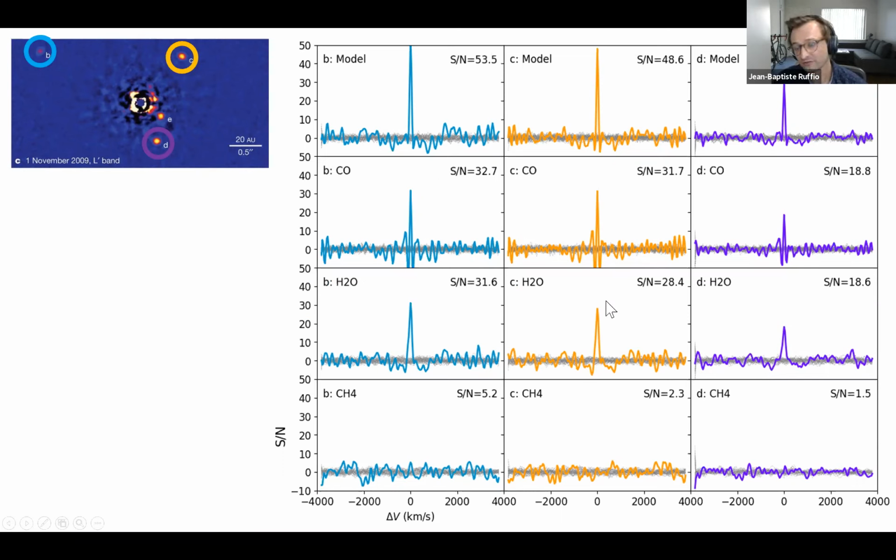Each column here corresponds to a different planet, b, c, and d, circled in the image here, and each row corresponds to a different template. So the full atmospheric template on top, then strong detection of carbon monoxide and water, and no detection of methane in the planets. Nothing really surprising, I'll just mention that the lack of methane in these planets is a signature of disequilibrium chemistry, in particular for HR 8799 b, which is smaller and cooler than c and d.